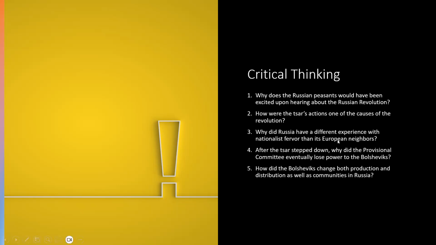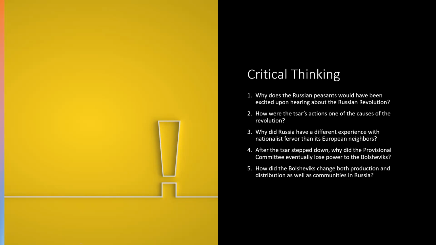Now, after the Tsar stepped down, why did the provisional committee eventually lose power to the Bolsheviks? Because if you think about it, they were running out of bread. They didn't have food. Riots broke out and workers went on strike. They said, we're not working anymore, because what's the point of working? We don't have food. So when the army joined in the riots, Tsar Nicholas realized that he had lost control and he gave up the throne.